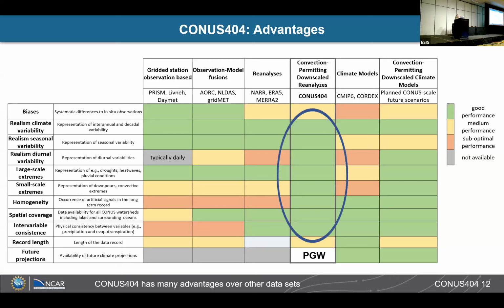And the idea is when you look at CONUS 404, it has more green, which is what is called good performance, than the other data sets. Where it's missing is yellow on biases. Yellow is medium performance. It still does have some biases. Record length, it's not where the climate models are, and it doesn't have full future projections. However, they are in the midst of doing pseudo-global warming simulations to get the equivalent of those projections.